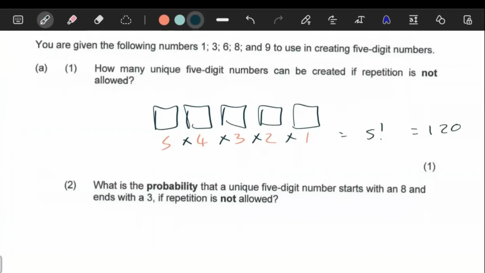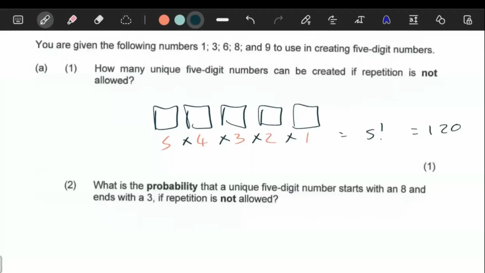Let's see. That's okay. So with that being said, let's see. Let's move on to the next question.